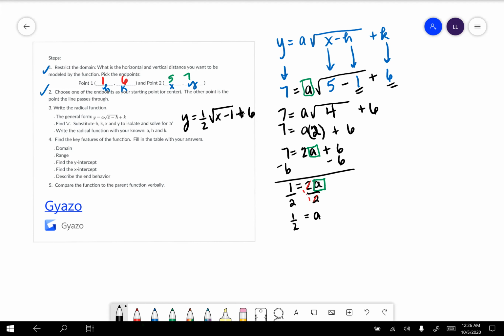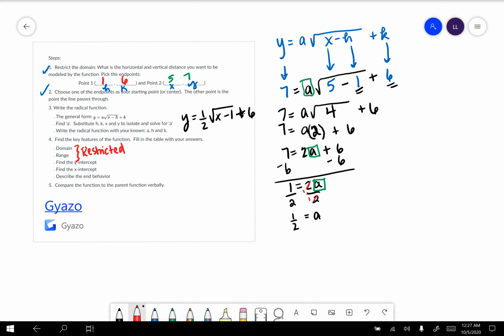All right, so now let's go on to the next question. It says to find the key features, fill in the table with each of your answers. So here's what you need to know, right? Our domain and our range are going to be restricted. That's what's similar about the rational and the radical function. They both have restricted domains. The radical is restricted because you can't take the square root of a negative number. The rational function is restricted because you can't divide by a 0, right?